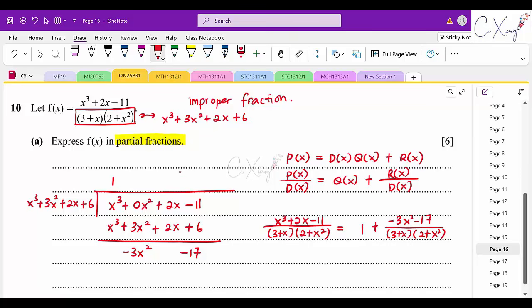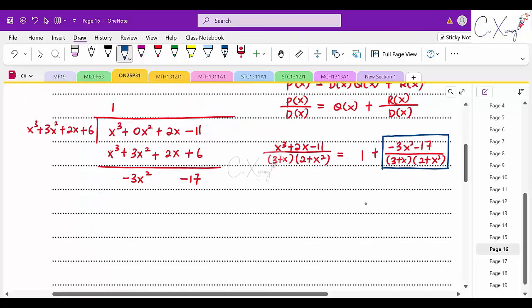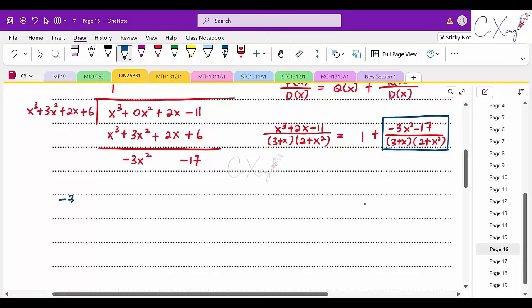Alright, then if I want to continue and figure out the partial fraction, I should only focus on this part. Because this is the proper fraction that I have, then only I can continue to split it to become partial fractions. Okay, so for this part, I'm going to show you the step at the bottom. I can further expand it to become smaller fractions, which are the partial fractions. Right, so let's start here. I'm having negative 3x squared minus 17 divided by the factor or divisor 3 plus x and also 2 plus x squared.